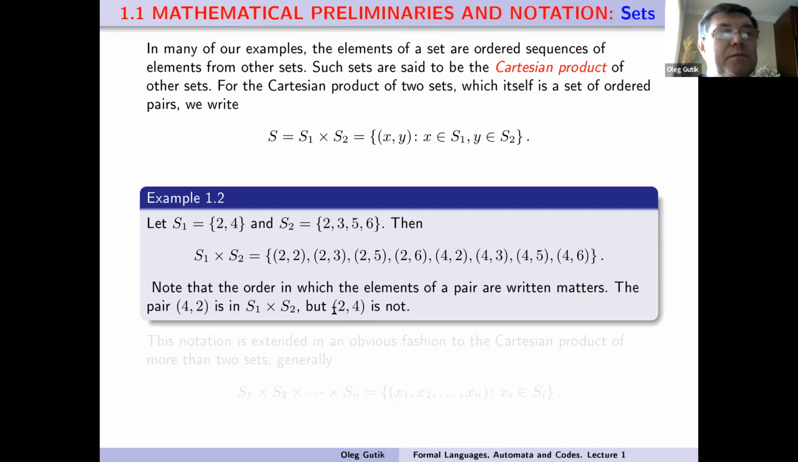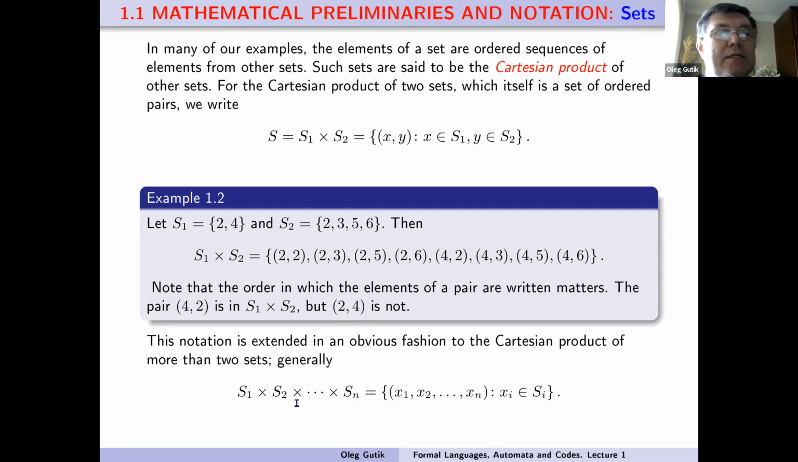(2, 4) is not. This notation is extended in an obvious fashion to the Cartesian product of more than two sets. Generally, the Cartesian product of the sets S1, S2, and so on up to Sn consists of ordered sequences (x1, x2, and so on, xn), so that every xi belongs to Si.